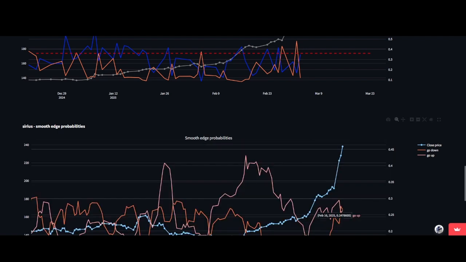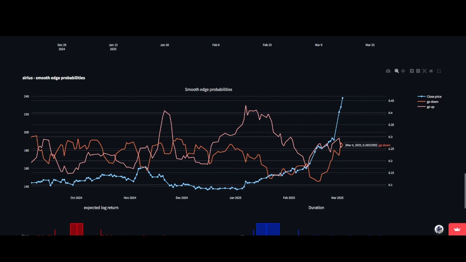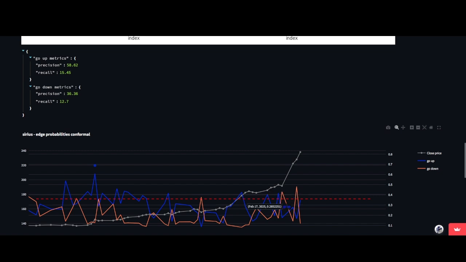But I have to say that it is late. Now the power of going up and going down, they are almost the same. There are signals to go down. It makes sense because this stock grew a lot, so maybe there is going to be some correction.